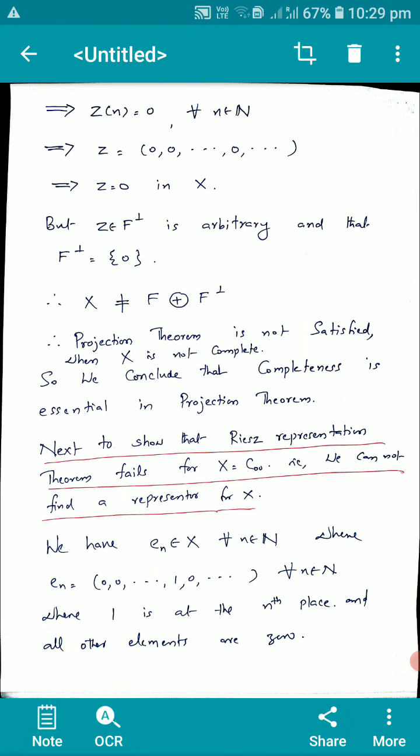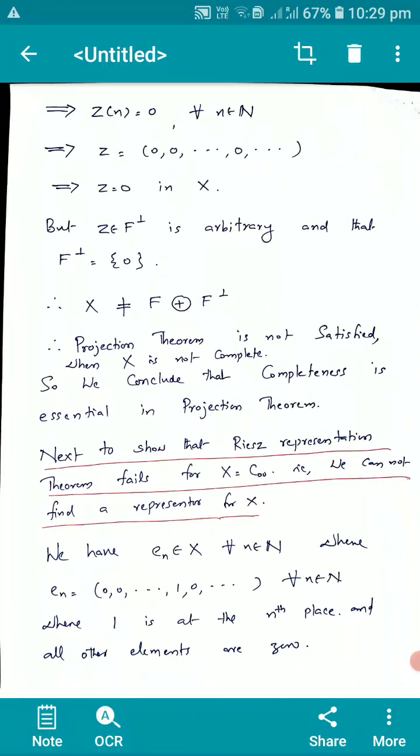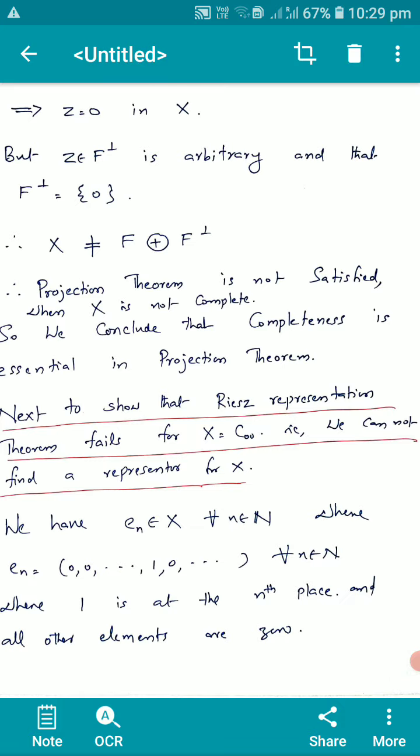By the projection theorem we should get that X must be the direct sum of F and F perp. Here it has failed. Our projection theorem is not satisfied when X is not complete. This is our argument. So we conclude that completeness is essential in the projection theorem. Pay close attention to the example and study it by writing it out well. This example shows that completeness is essential in the projection theorem.